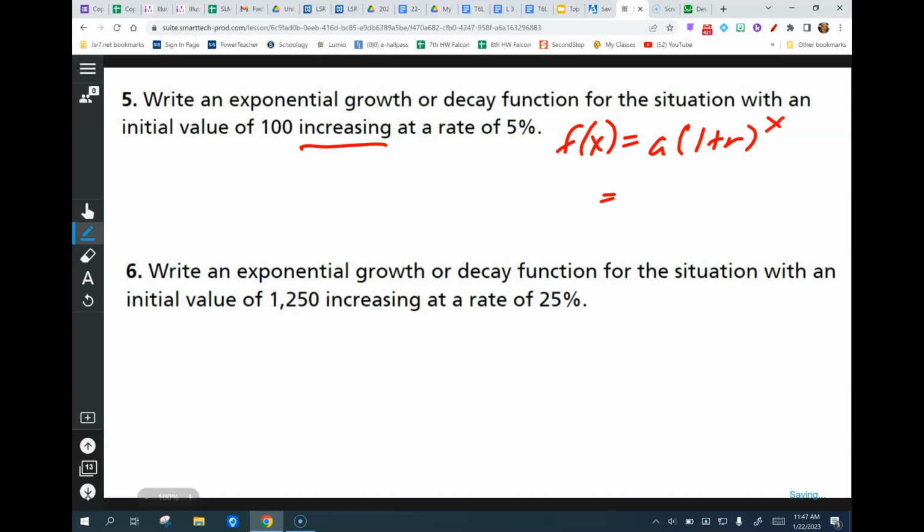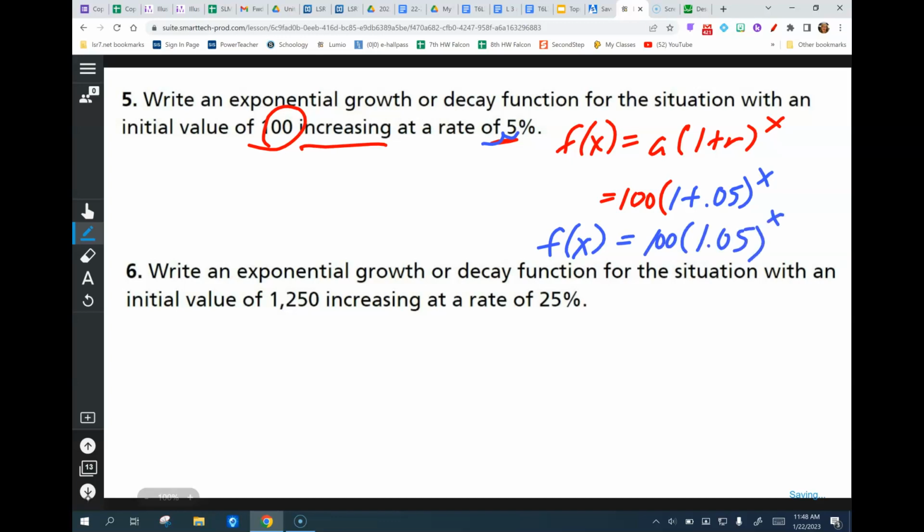So what's the initial value? Remember, a is the initial value. That's 100. And then we have a rate of 5%, so that moved my decimal point 2 places. If I move it 2 places, that's 0.05, so that's 1 plus 0.05. So therefore, f of x is equal to 100 times 1.05 to the x. And I know some of your brains out there are going, well, can't I just put 1.05 since it's a growth? I know that's what it's going to be. Yes, but my job is to teach you how to get there. So yes, you could go to that. So try number 6 right now.